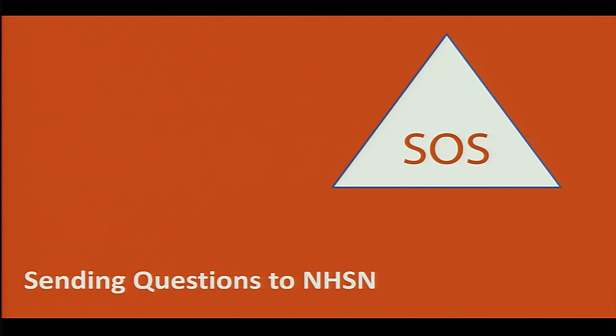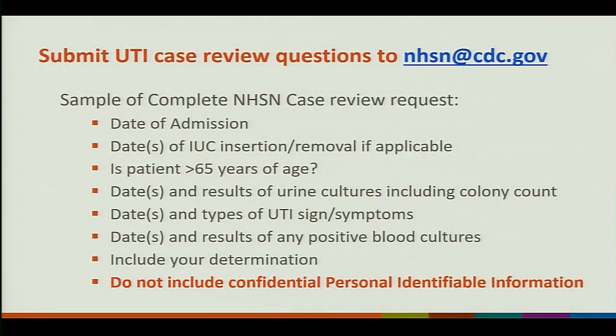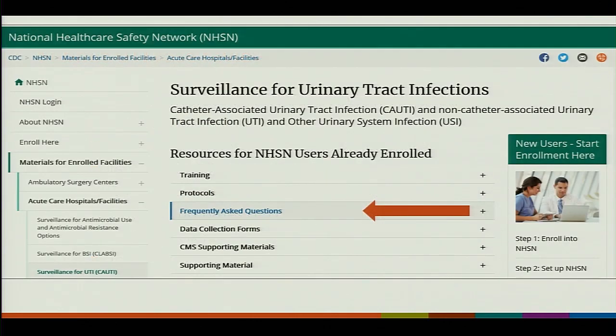So you will have problems from time to time, and you'll be sending questions to NHSN. When you do send those questions, please give us the date of admission, when the catheter was inserted and removed, the age of the patient, the results of the urine cultures with the colony count, signs and symptoms, and any results of positive blood cultures. Include what you think it might be. Do not include confidential, personally identifiable information. As Kathy said earlier, please don't send us names. We'll delete it and ask you to please resend.